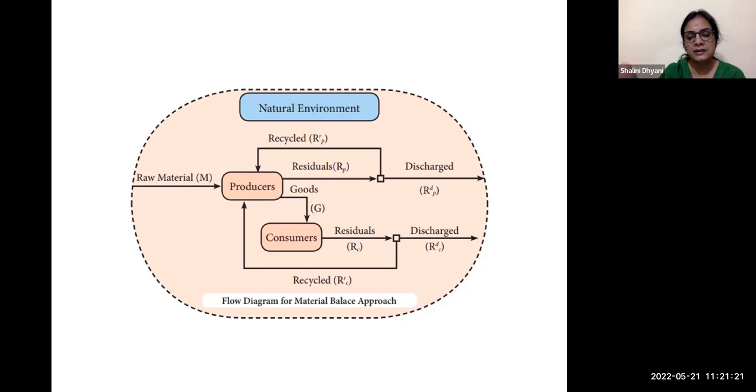So this energy goes decreasing at every consumer interval, and whenever there are residuals or a certain amount of energy, it goes back to the environment, that is discharged, that is released. So there is this energy that is discharged back to the environment. So this is the approach that takes place in the environment, and this is the same thing that we'll be discussing today, how mass material balance approach takes place in the environment.